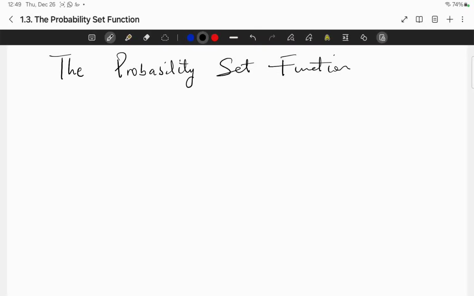Introduction to mathematical statistics, and today we'll be going over probability set functions. My name is Swandolo Afemi, a PhD student in the Department of Mathematical Sciences.